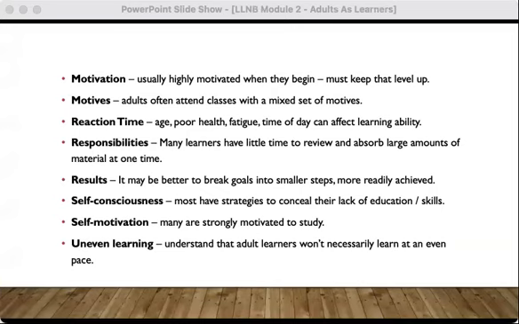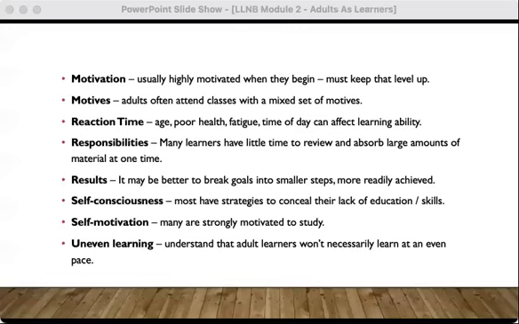Self-consciousness. Many adults develop learning strategies to conceal their lack of education and skills. These strategies may show up as excuses for non-performance. Being aware of this helps to identify it as a cause for lack of performance and helps to find strategies to overcome it.